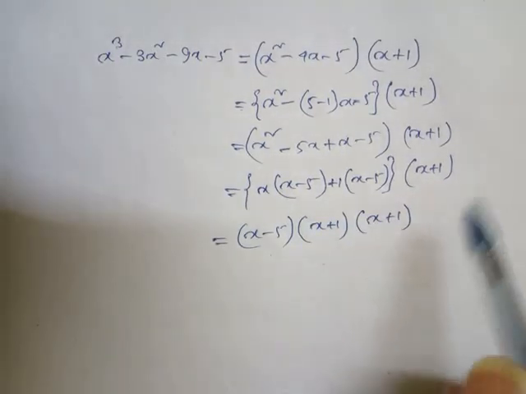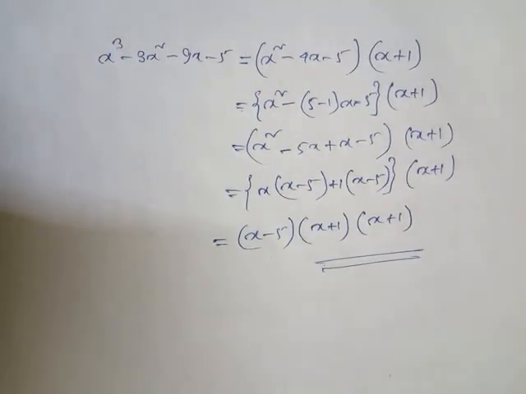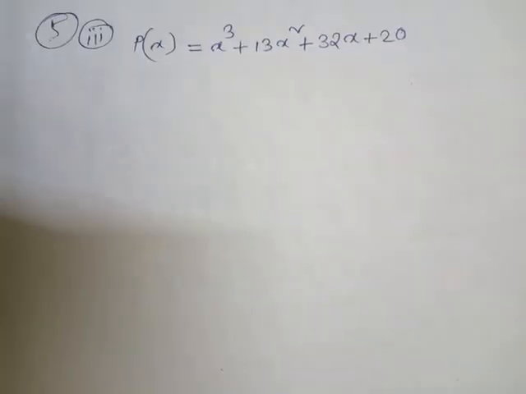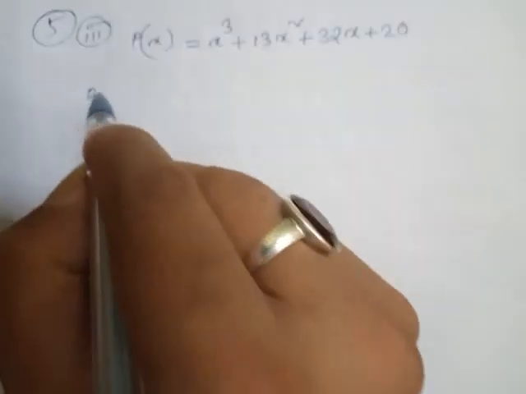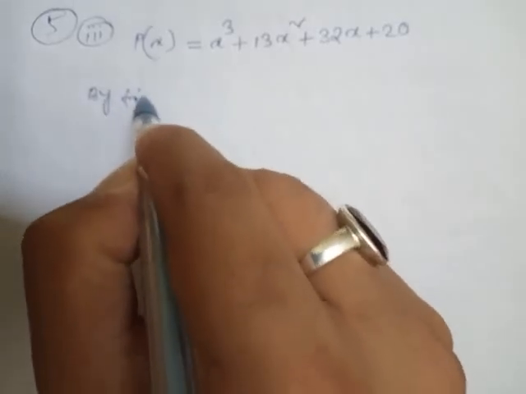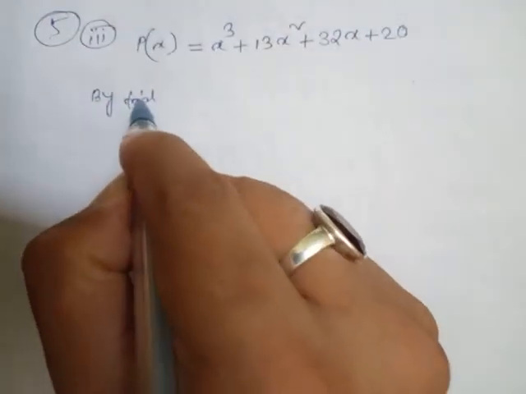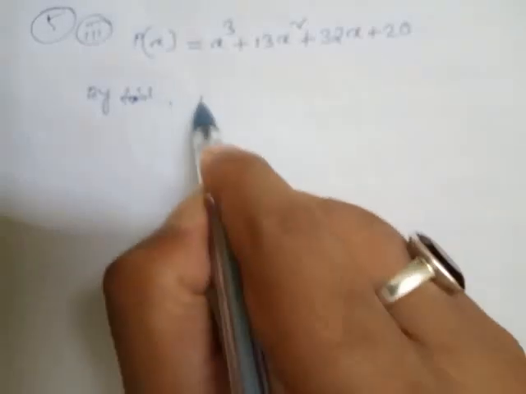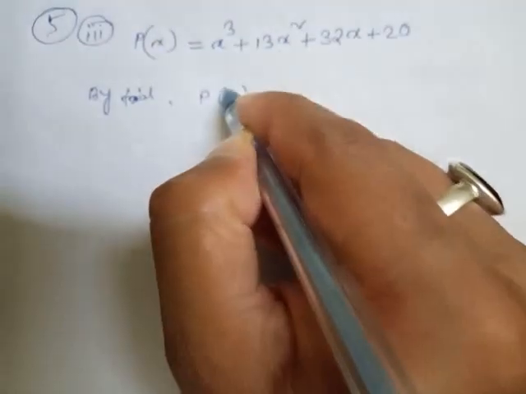So this is the answer of 5 Roman 2. Now look students, 5 Roman 3 we are now going to solve by using the trial method. Here I am using trial. By trial, first I am writing here p(1).